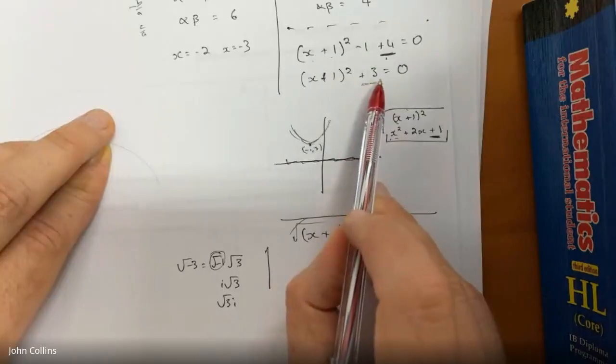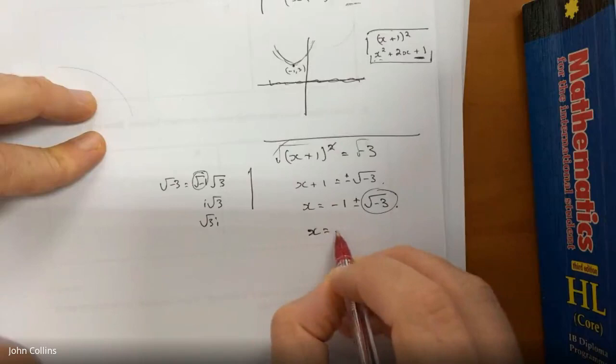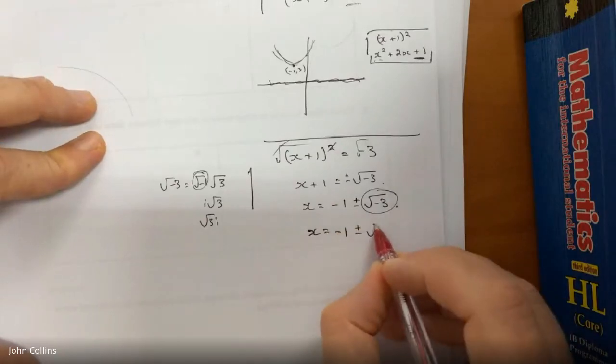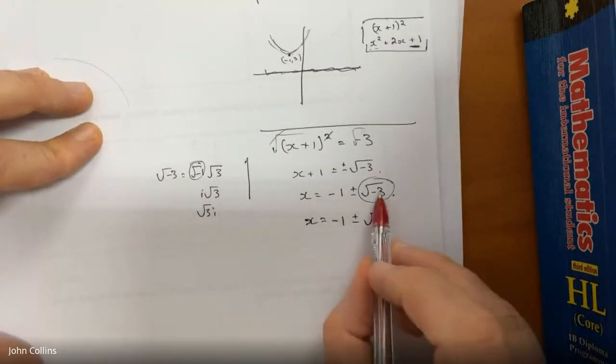So how did you get minus 3? I thought it was plus 3. I'm solving it, so I subtract 3 from both sides. Okay, all right, so my complex roots are minus 1 plus and minus root 3 i from here. Root minus 3 is i root 3.